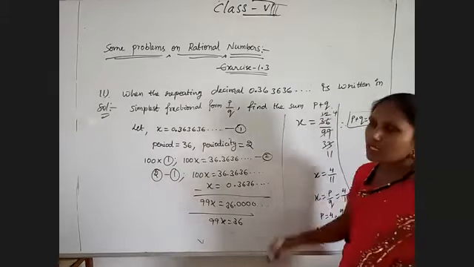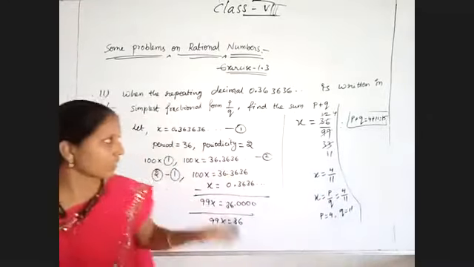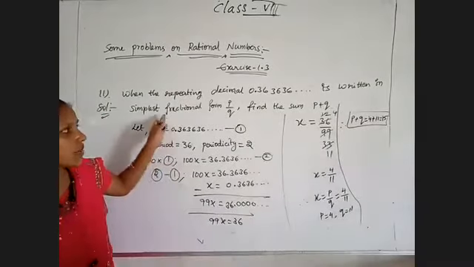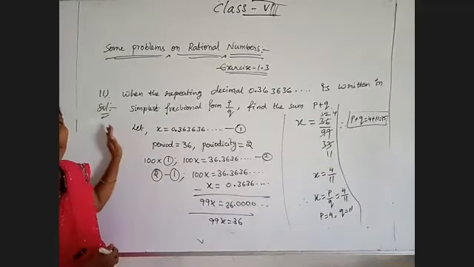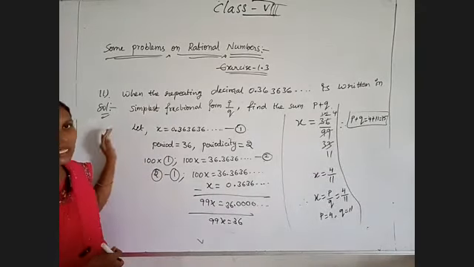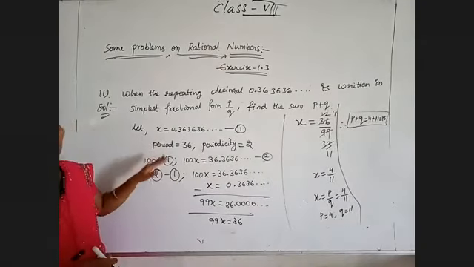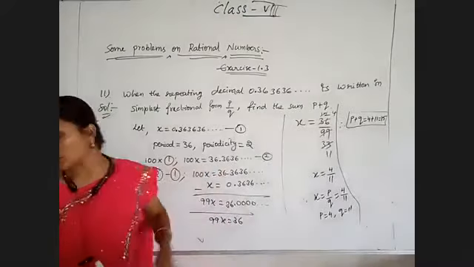All this conversion we did very easily in our previous class. Several problems we have solved on the conversion of decimals to rational numbers, that is in the form of P by Q. So they may ask the question, convert the given decimals to rational numbers, or otherwise, convert the given decimals to P by Q form. In that way, they will ask the question. So like this, we need to simplify.